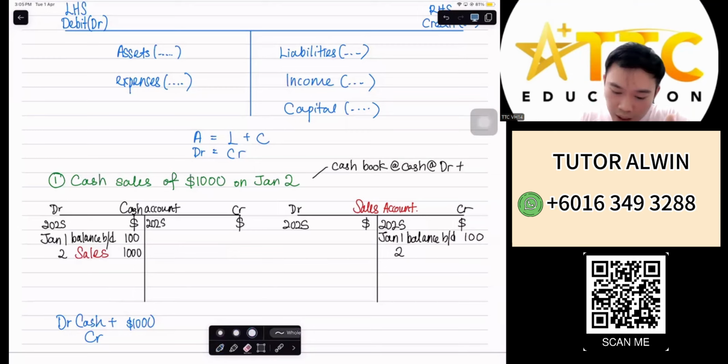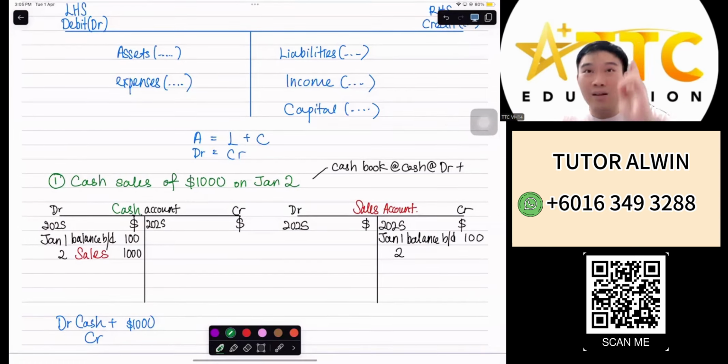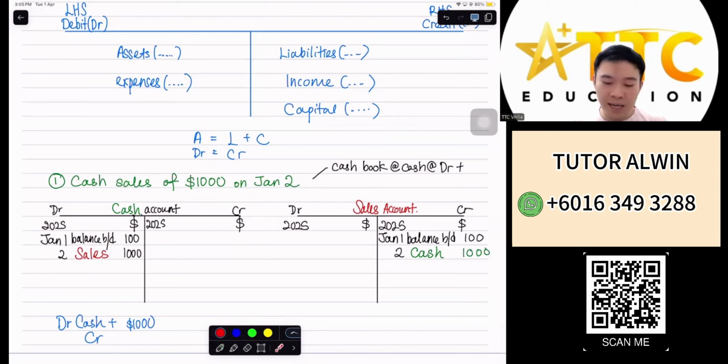Now for the cash account, let me change the word cash into a different color. Let's say I make it a brown color, green color. Cash account. So since income increases, we credit on the right side, we go up as well. Income is being credited, so sales is being credited by cash of 1,000. So notice it is balanced on both ends. Cash account is being debited, so somebody has to be credited.